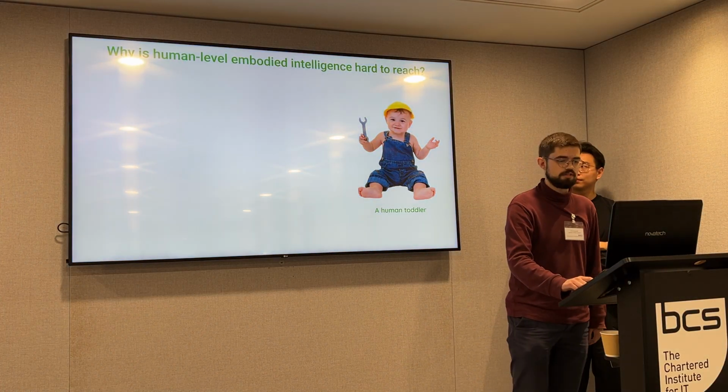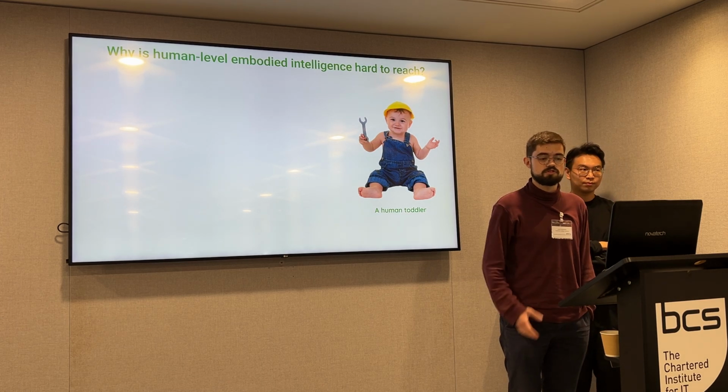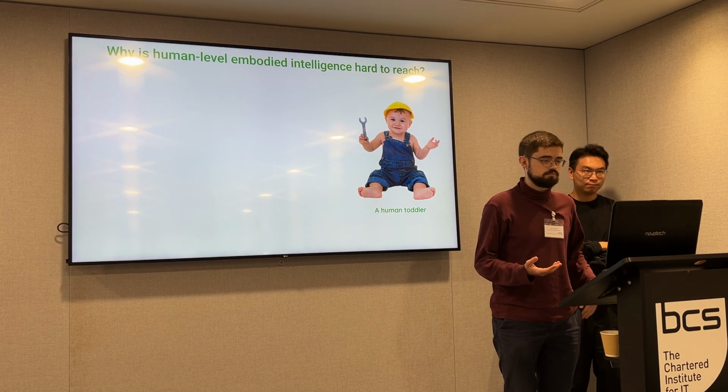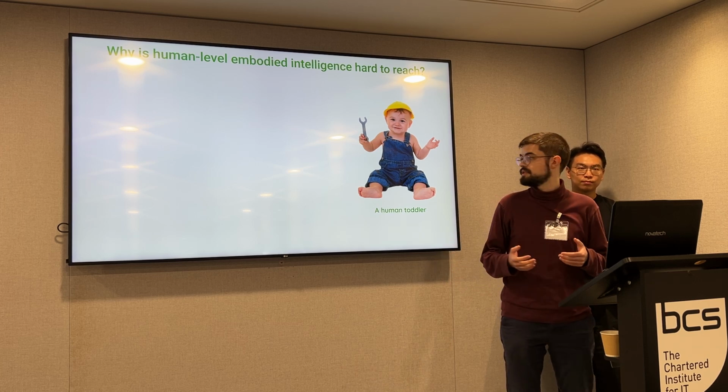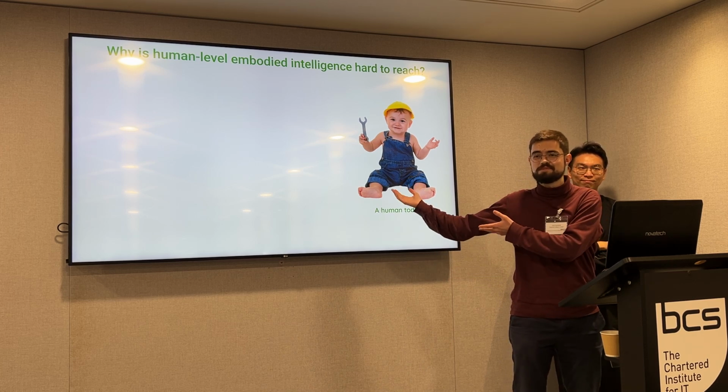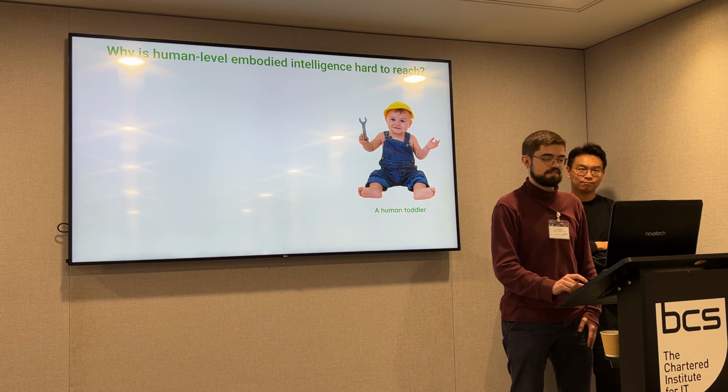So the big question is, why is human-level embodied intelligence so hard to reach for robots? Toddlers can already learn to grasp a new object with just a few seconds of experience. I mean, just look at this little guy, right? Seems innocent enough, but here's what he's hiding.